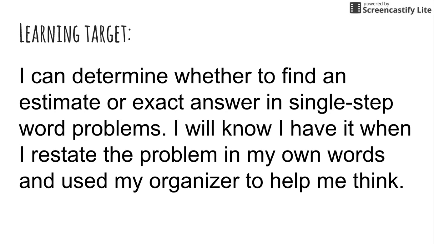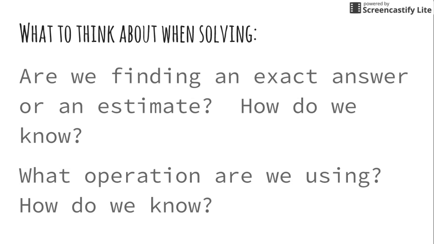Decision number one is, are we finding an estimate or an exact answer, and how do we know? And then the second part will be, are we adding or subtracting, and how do we know? And we have a little organizer to help us with that. Those are the two questions. When you think about solving a problem, these are two questions to ask yourself. Are we finding an exact answer or an estimate? How do you know? What operation are you using? And how do you know? Those are the first two questions that should come to your mind after you read a word problem.